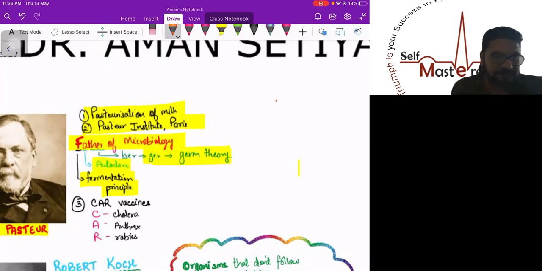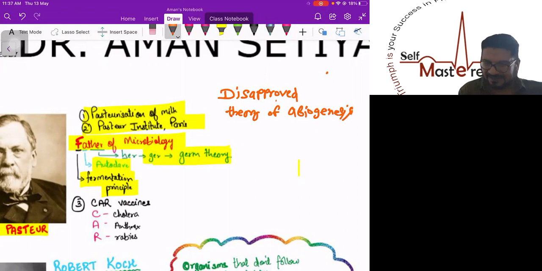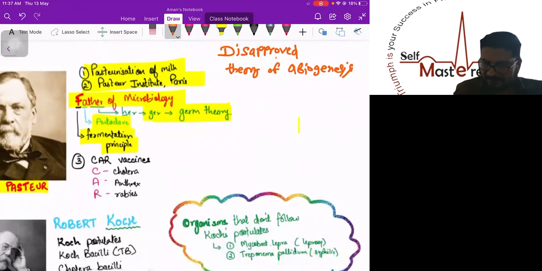What else you should be knowing about Louis Pasteur is that he disapproved the theory of abiogenesis. The next important thing you should remember is that he gave three vaccines. These vaccines are remembered by CAR vaccine: cholera, anthrax, and rabies vaccine. So this is about Louis Pasteur that you should remember: fermentation principle, disapproved abiogenesis theory, the concept of autoclave, as well as pasteurization of milk.